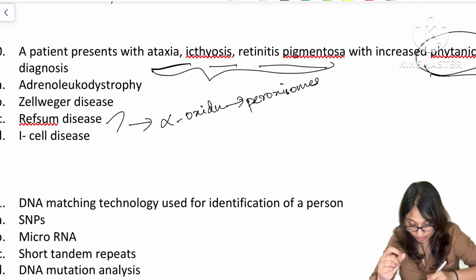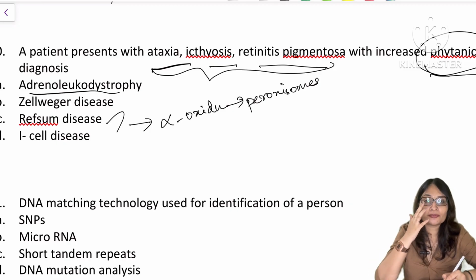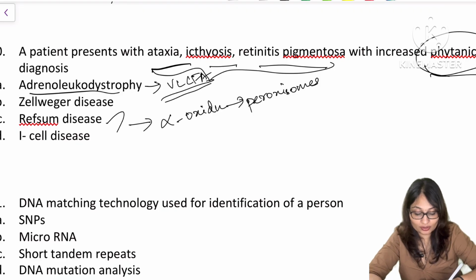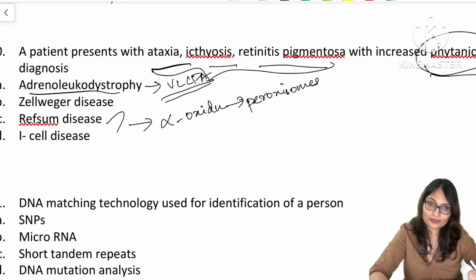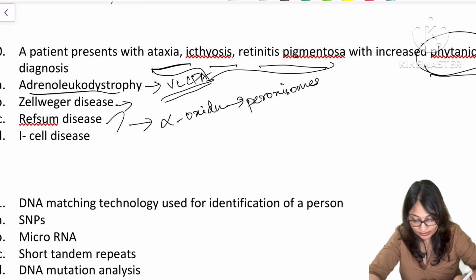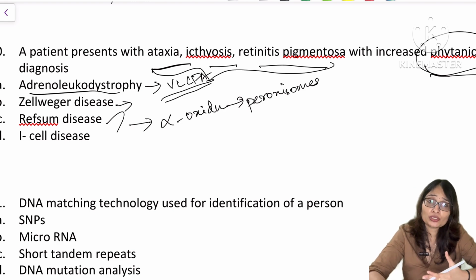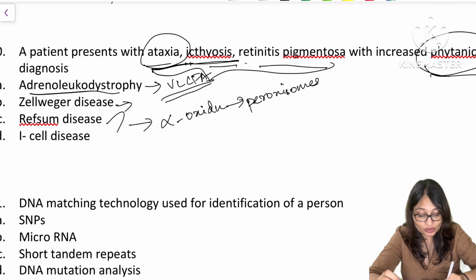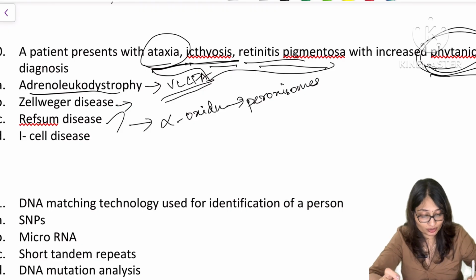The other ones, like adrenoleukodystrophy, are also linked to peroxisomal fatty acid oxidation, but this is very long chain fatty acid oxidation. Zellweger's is similar to Refsum's, but this is more of a neonatal condition. So here, because it's going to be neonatal, we do not consider it. And Refsum's disease has this classical picture of ataxia, ichthyosis, and retinitis pigmentosa. Especially, there is phytanic acid elevated.